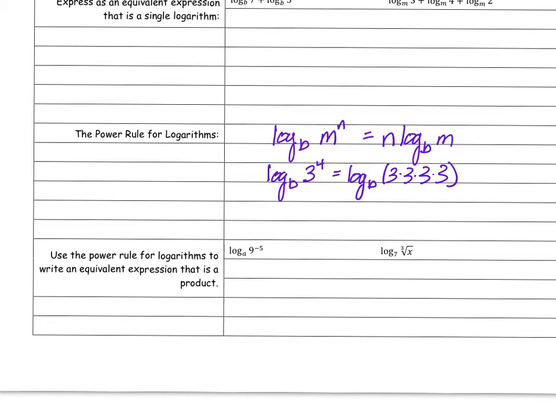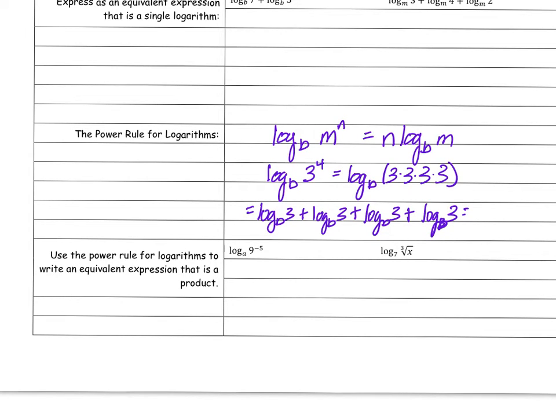Is that okay? Which, according to the product rule we just got done learning about, I could rewrite this as log base b of 3 plus log base b of 3 plus log base b of 3 plus log base b of 3.